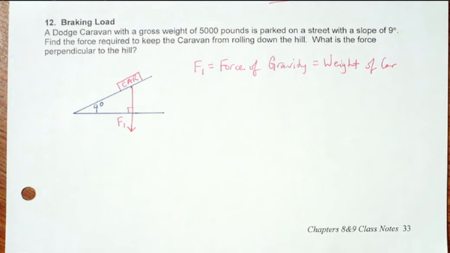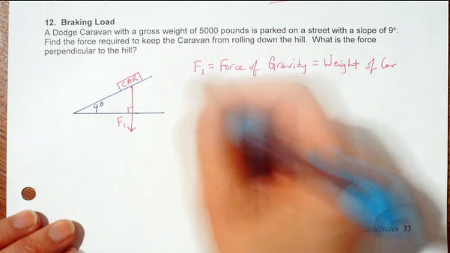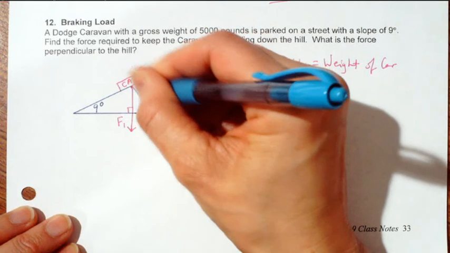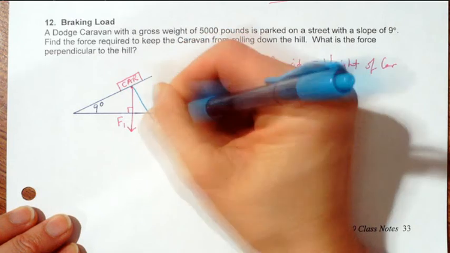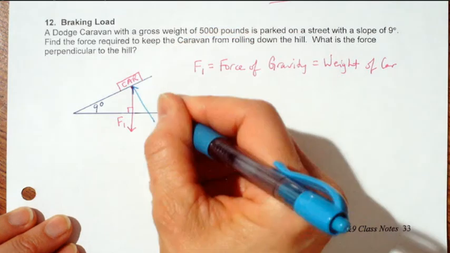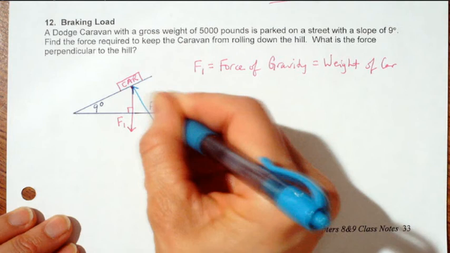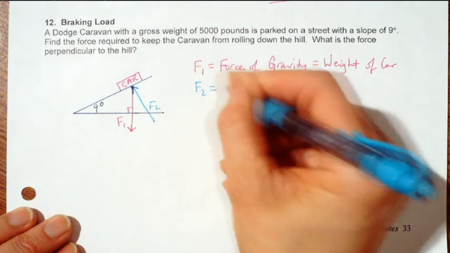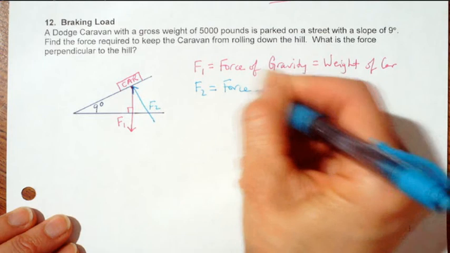Okay, the next thing you have is the force perpendicular to the ramp. So I'm going to draw it out this way, and the arrowhead goes up like this. So this is my F2. F2 is equal to the force perpendicular to the ramp.